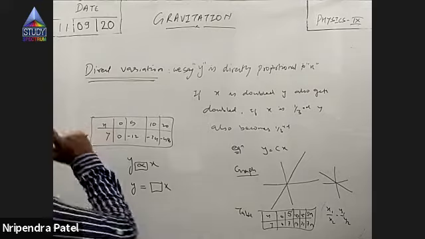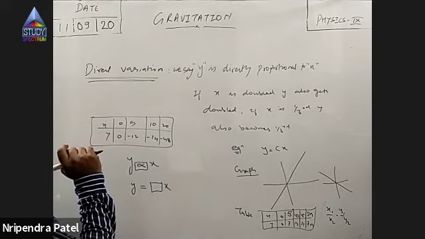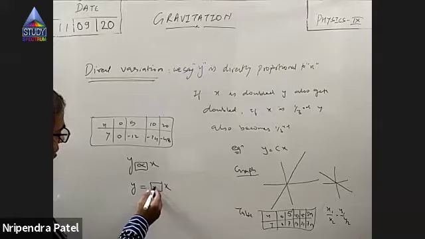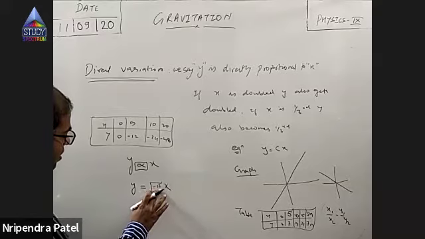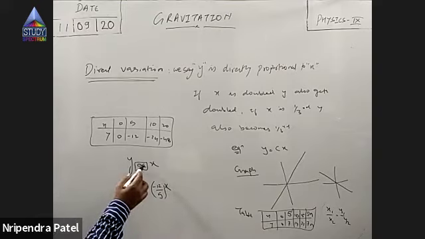In this table, y is directly proportional to x, right? So I'll just write y is minus 12 by 5 times x. And this is how I replaced the proportionality sign by equality.